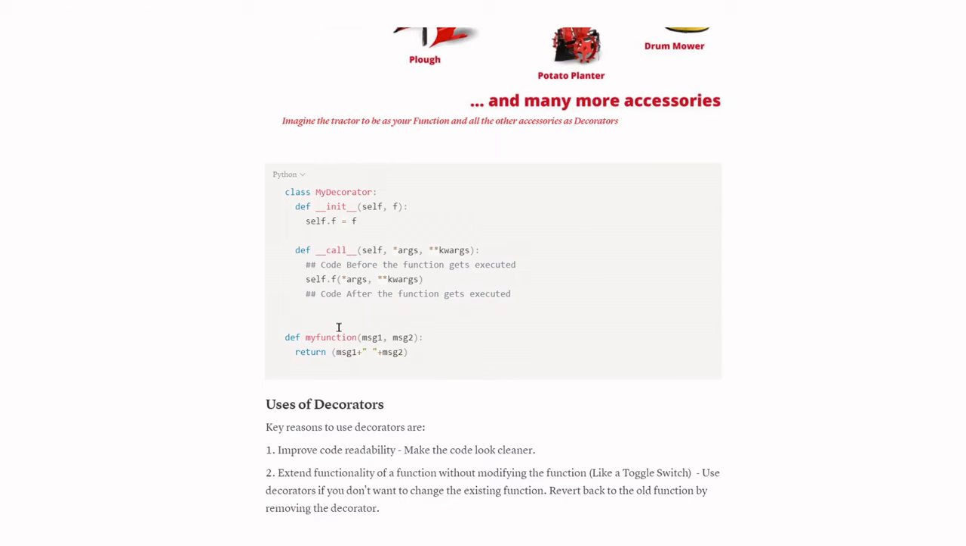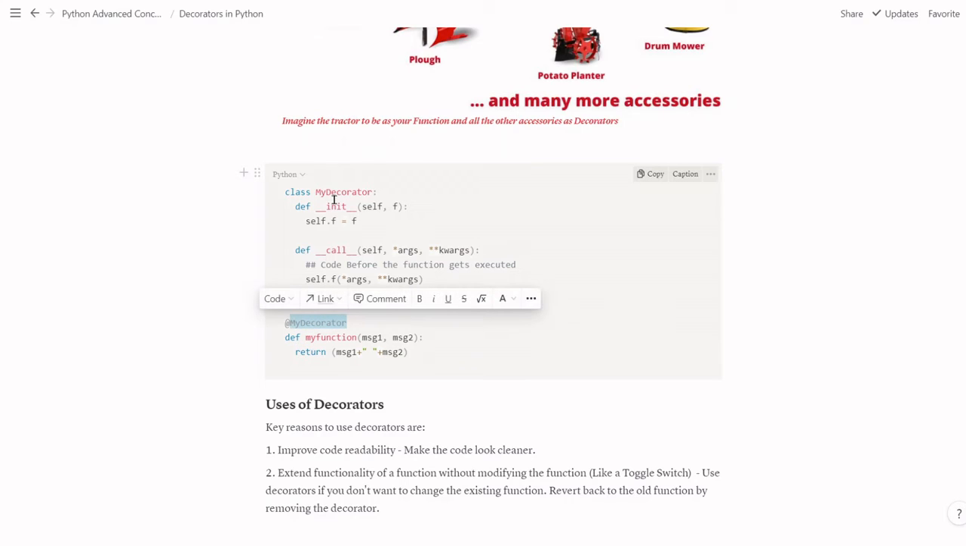We use the syntactic sugar, @my decorator, and it returns message 1 and message 2 split by a space. So let's understand what's happening here. We have a decorator right here. The name of the decorator is the name of the class that I have over here, and I have a function over here with the arguments message 1 and message 2.